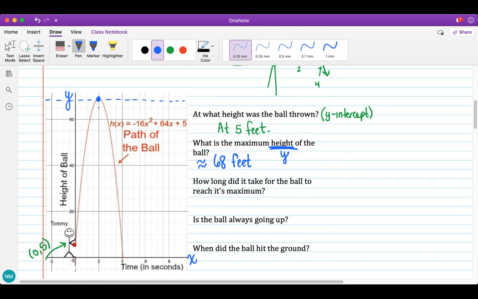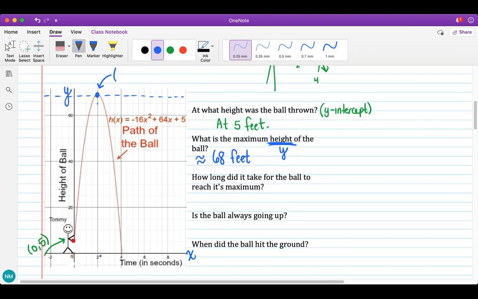So again, it's really important. The maximum height is not the vertex. You find it from the vertex because this is the y value of the vertex, right? So our vertex here is what? (2, 68). Again, that's an estimation. So from my vertex, I find the max height.